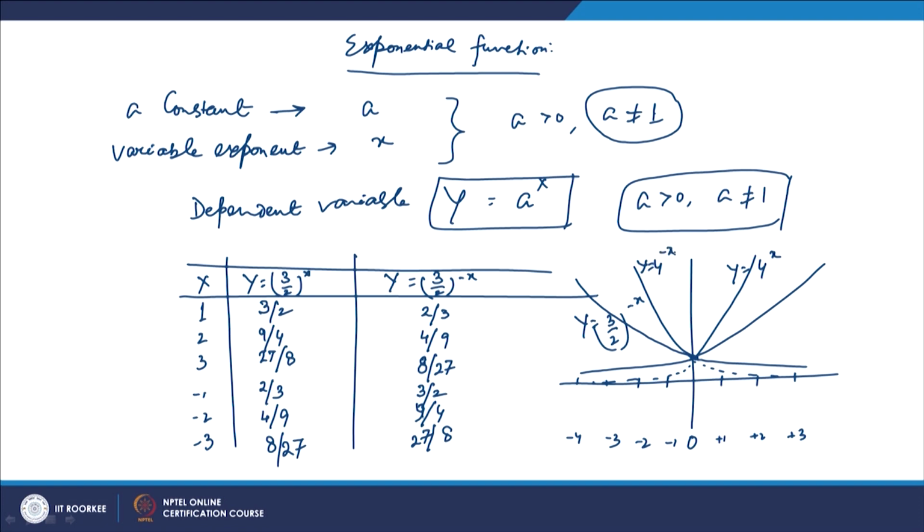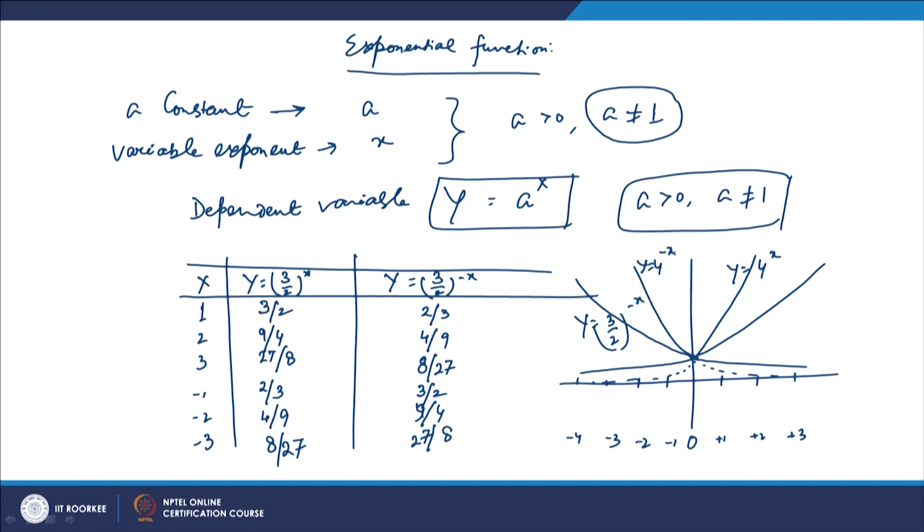So what we see is that when x is increasing in one case, it is a growth curve, and when it is decreasing, it is a decay curve. They are normally represented by the use of these exponential functions.